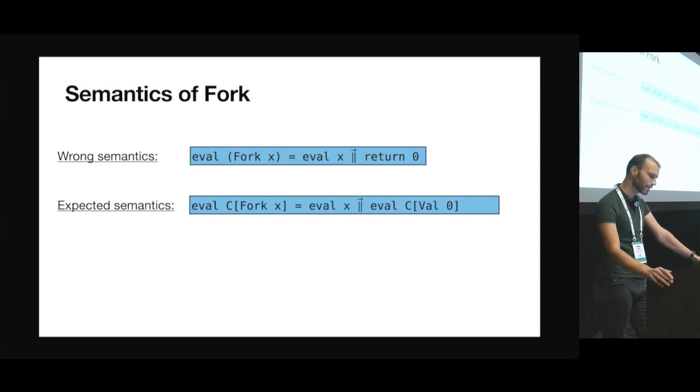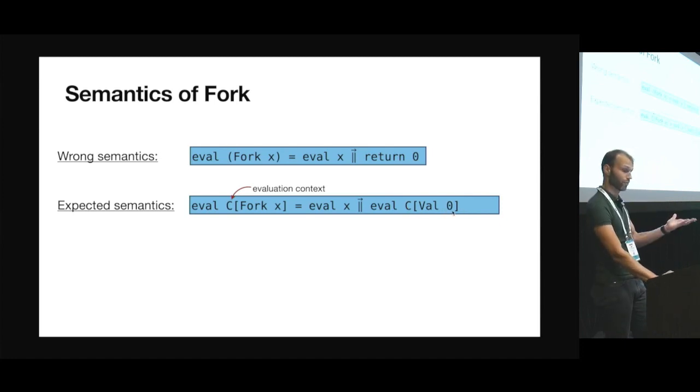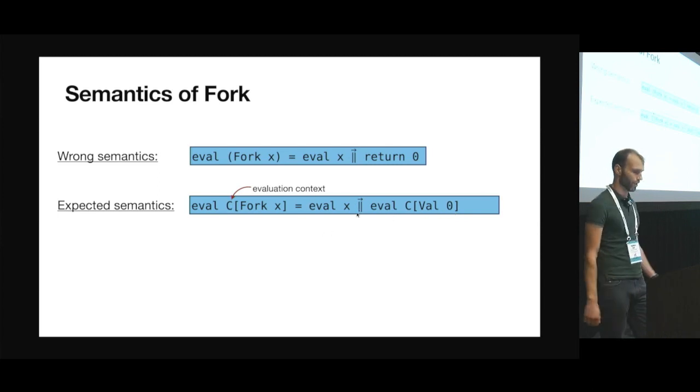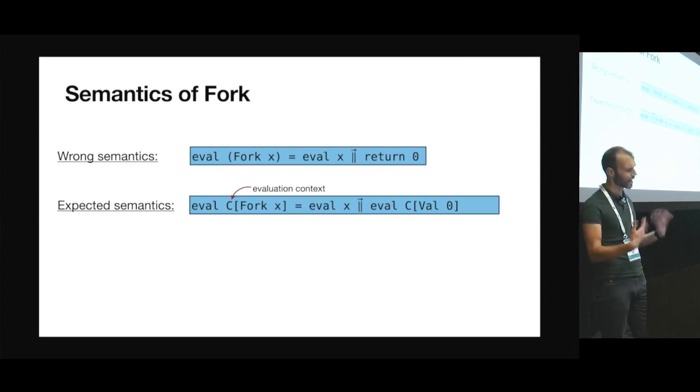So to evaluate a fork in some evaluation context, what you actually do is you evaluate the remainder of the evaluation context C and replace the fork with the value 0 that it returns, and then in parallel to that, you evaluate x over here, right? So this is the semantics we actually want.